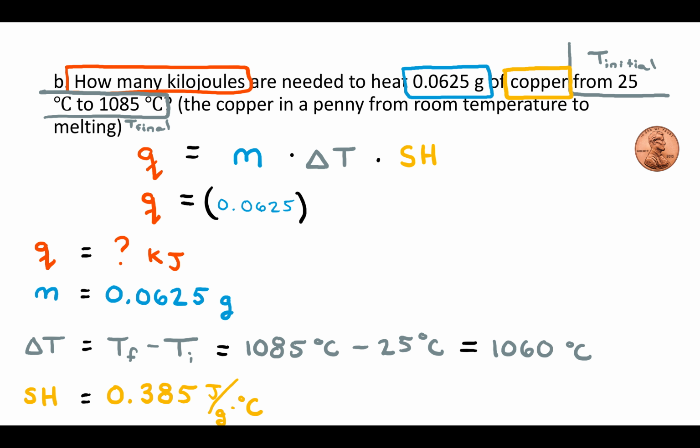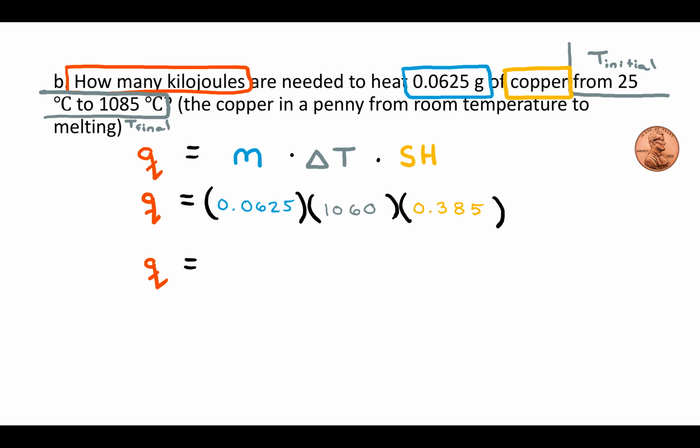Q is going to equal 0.0625 times 1060 times 0.385. Now the units we're going to get out again from this are going to be in joules, so we'll have to do a conversion. So if you plug that in a calculator and press enter, you're going to get 25.51 joules. We want kilojoules, so we have to do a conversion.